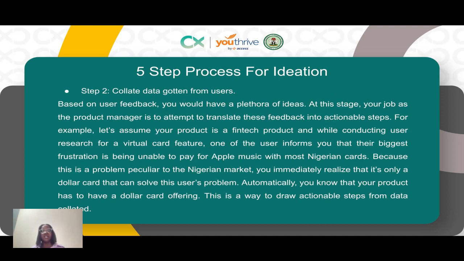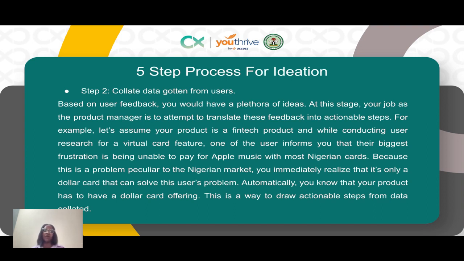Step two is to collate data gotten from users. Now you've done your user research, you've done your market research. Based on the feedback that you've gotten, you already have a plethora of ideas. You have a long list of ideas. Maybe not a long list, but you have a list of ideas that you think will work for your product. At this stage, your job is to translate this feedback into actionable steps. How do you do that?